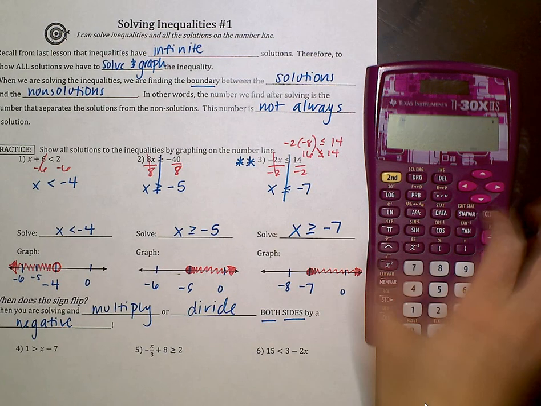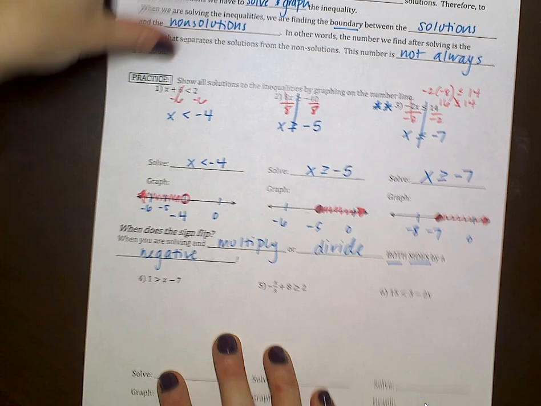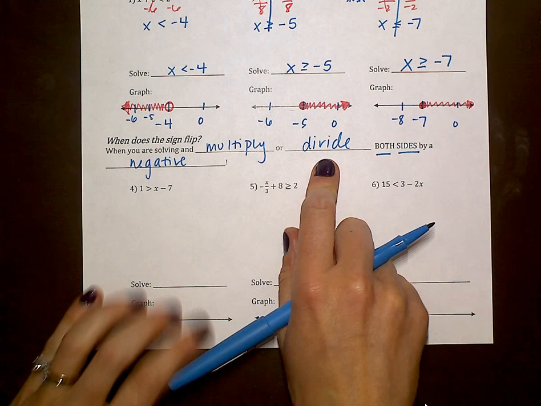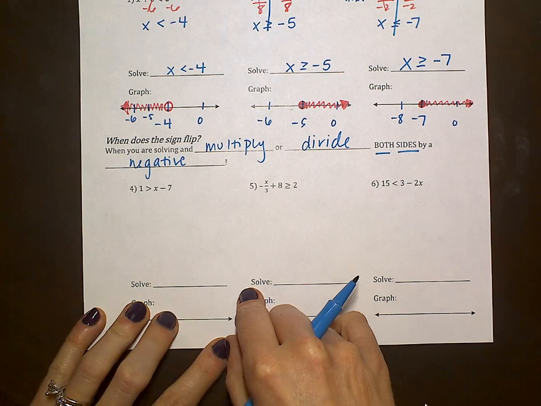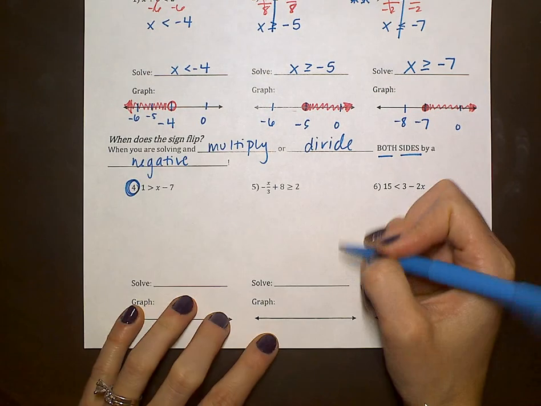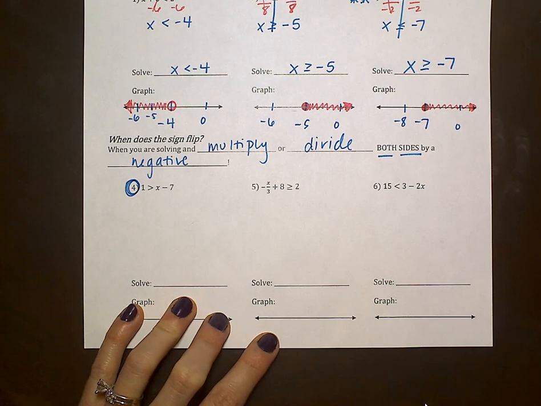So you've got to be really, really careful. And from now on, I have to think about that multiply or divide thing by a negative when I'm solving, so I do not forget to flip the sign. All right, I want you guys to try number 4. I'll check it tomorrow in class. Number 5 is a little bit trickier, so I'm going to do this one.